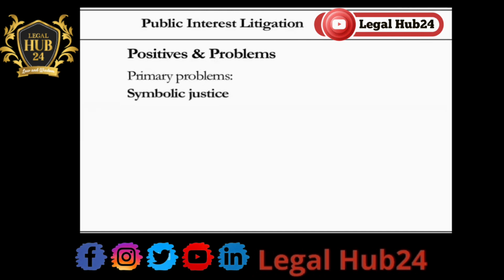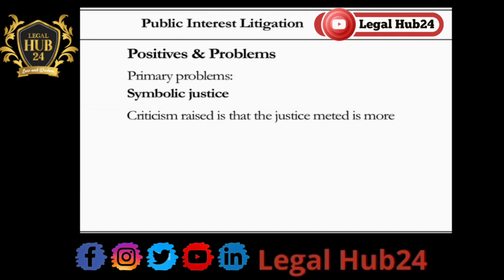The fourth problem is symbolic justice. Although courts have invested considerable resources in disposing PIL cases, a criticism raised is that the justice meted out is more notional than tangible. The optimists, however, would dismiss this as a problem, saying that something is better than nothing and that at least the judiciary has taken the initiative to compensate for the incompetence of the executive and legislature.